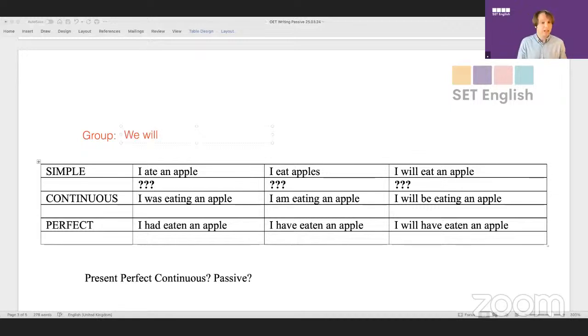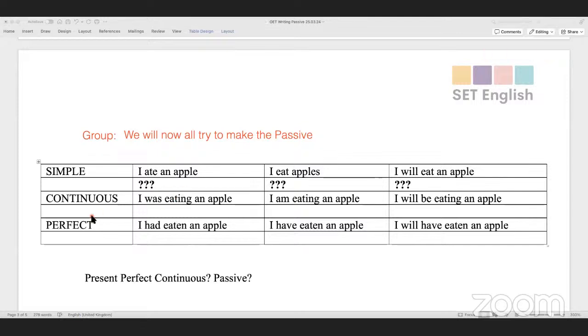Okay, brilliant. Well, guys, we will now all do this. All try to make the passive in all these tenses. I'm going to give you 5 minutes, okay? Rooms are opening. Go and chat. All doctors here, you can chat and then just review what is the passive in all of these situations. Please join now.